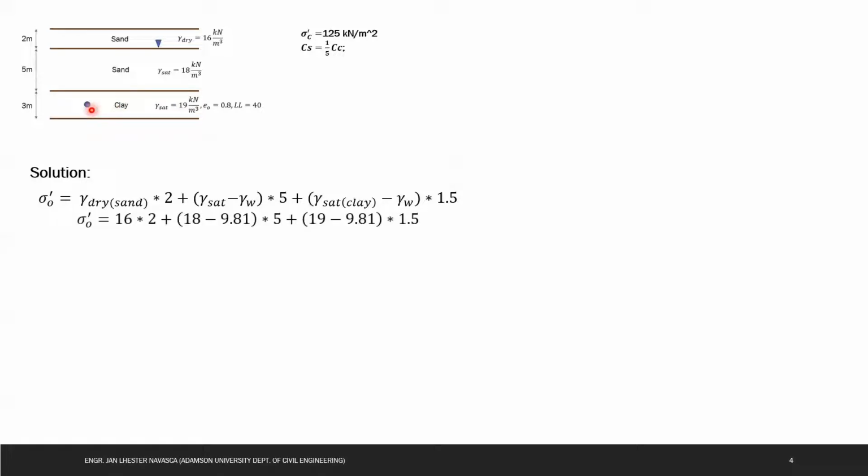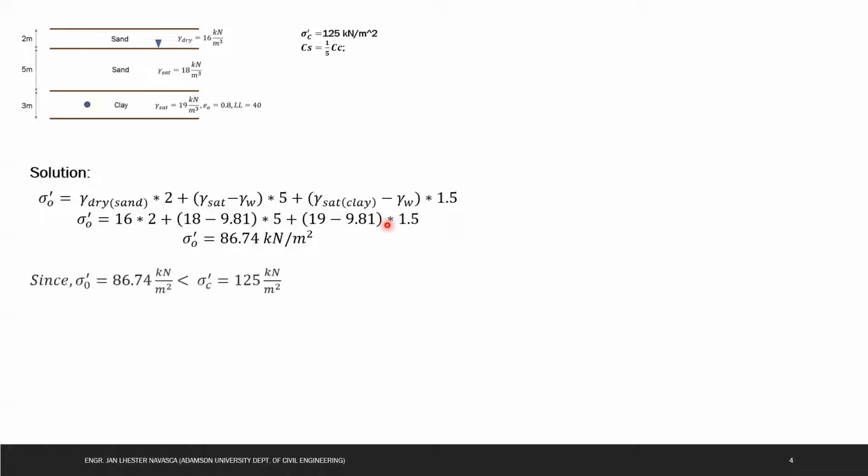Okay, so inputting the values, we have 16 times 2 plus 18 minus 9.81 kilonewton per cubic meter for the unit weight of water multiplied by 5 plus 19 minus 9.81 times 1.5. Then we have an effective stress of 86.74 kilonewton per square meter.